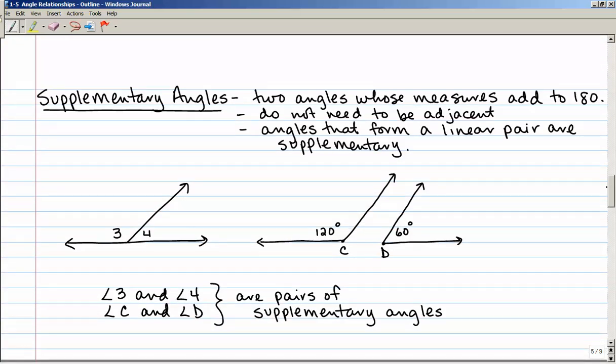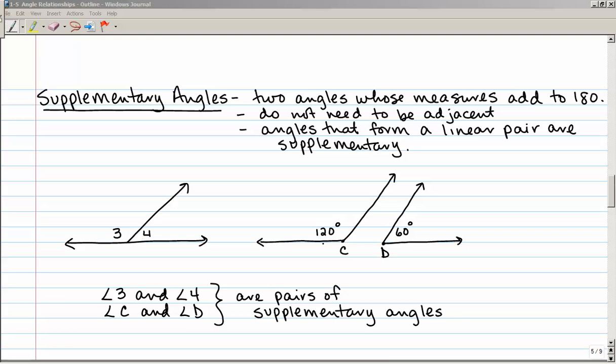Supplementary angles are two angles whose measures add up to 180. And again, as with complementary angles, these do not have to be adjacent. And angles that form a linear pair are supplementary. So in the first diagram here, we have angles 3 and 4, and they add up to 180 because the two of them next to each other make a straight line. You'll also notice that angles 3 and 4 form a linear pair.